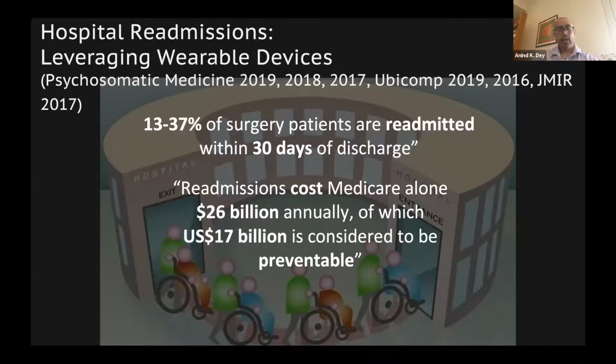You can see here that readmissions cost the health system $26 billion, of which $17 billion was considered to be preventable, which means that if we could detect someone who is more at risk for being readmitted, then there might be interventions or recommendations that we can put into place while they're still in the hospital, before discharging them, to reduce the likelihood of being readmitted.